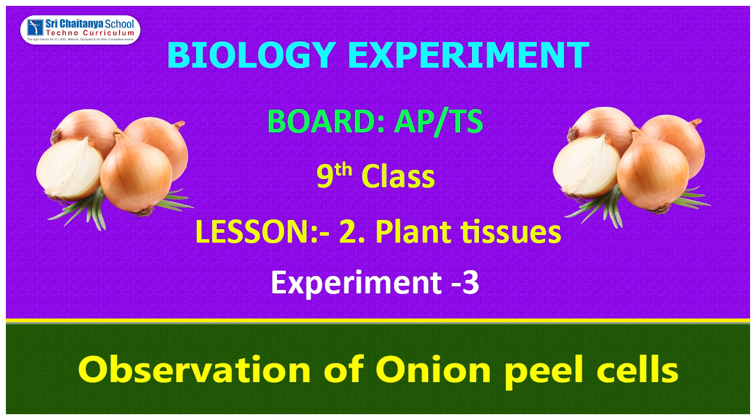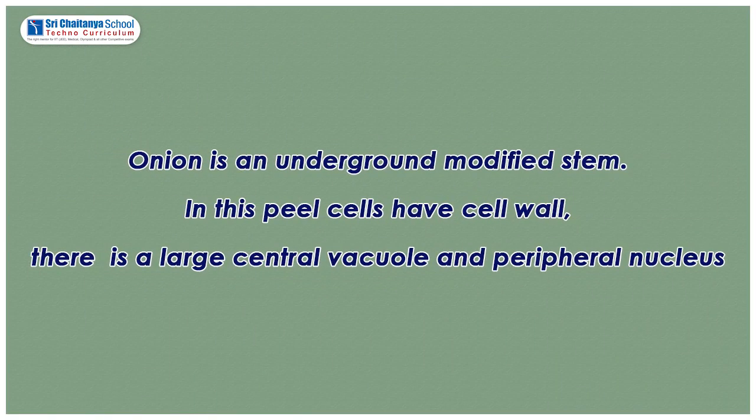Hi students, today we are going to learn the experiment observation of onion peel cells. Onion is an underground modified stem. Onion cells are plant cells. In these there is a presence of cell wall, a large central vacuole and a peripheral nucleus.